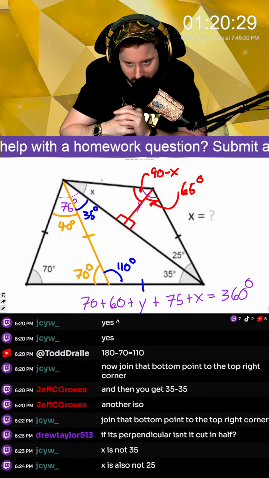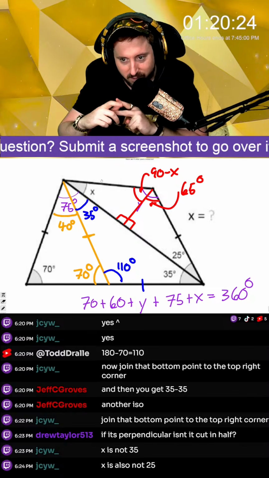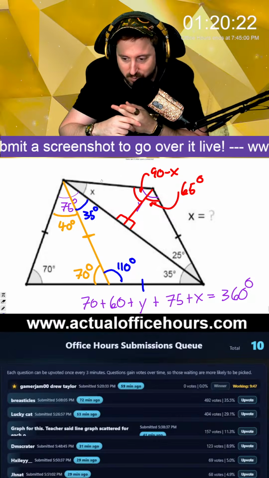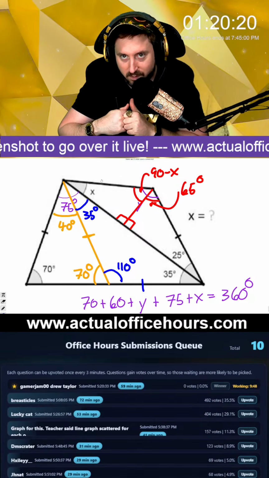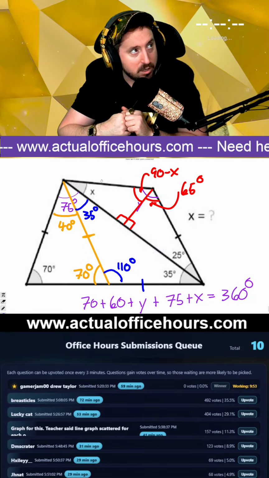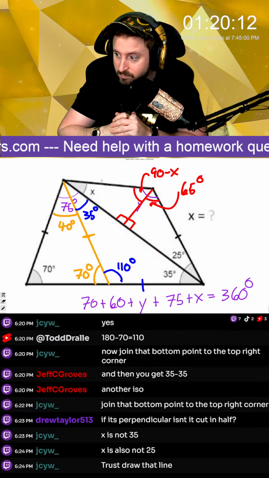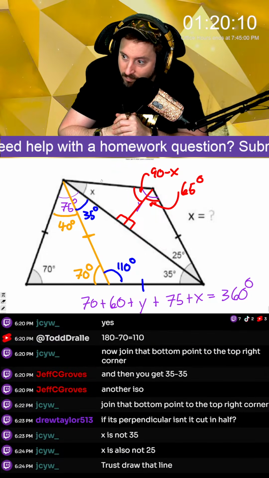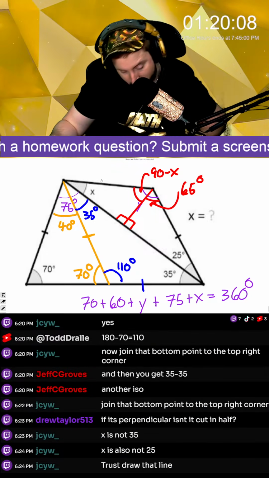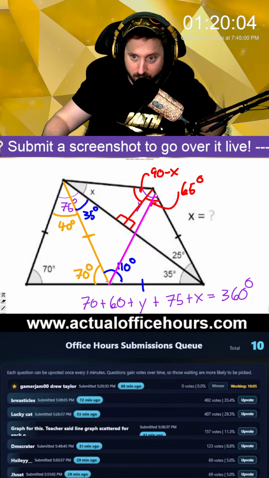Alright, I think we're gonna get this. Unless this is like some JEE question that has like a 30-minute solution in it. It looks easy though. It shouldn't be that bad. Trust. Okay, draw that line. JC, what line am I drawing? Bottom point to the top right corner. Okay, JC wants to draw this.